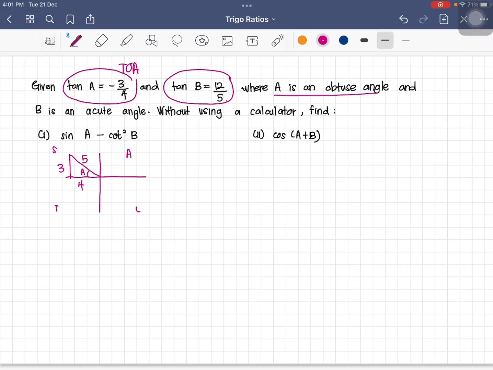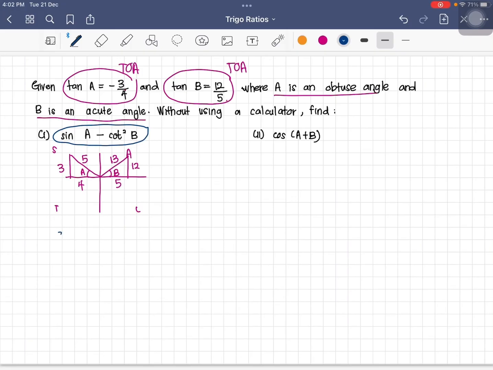And tangent of B, and B is an acute angle, so of course B should be here. It is given by tangent of B, TOA, opposite which is 12, adjacent should be 5, of course the hypotenuse should be 13. So you are done with this one. This is your first step. Without using calculators, find the sine of A minus cotangent square of B.